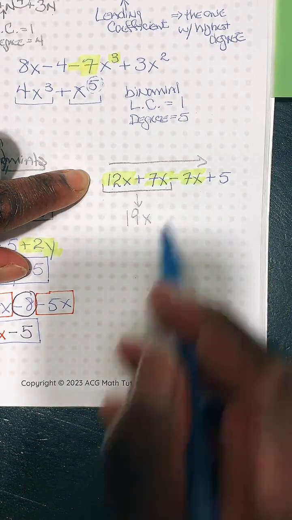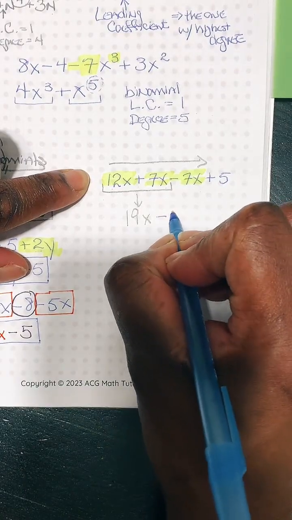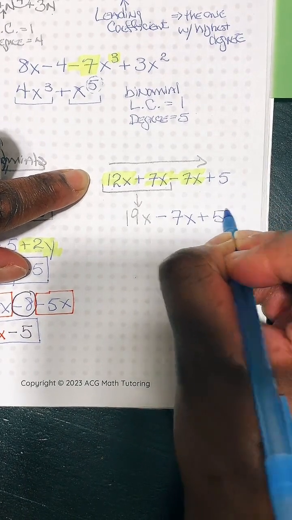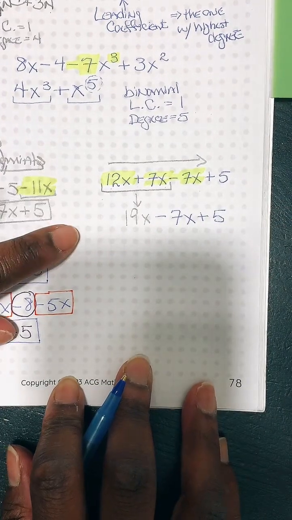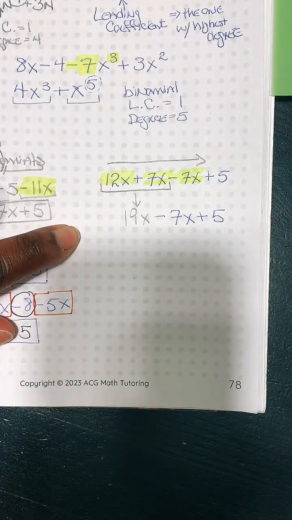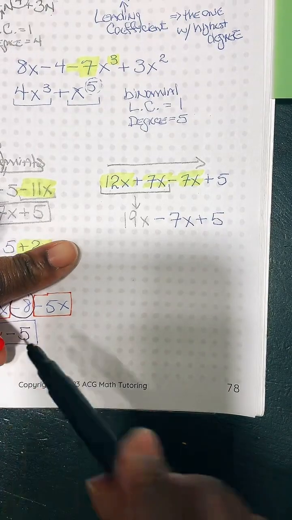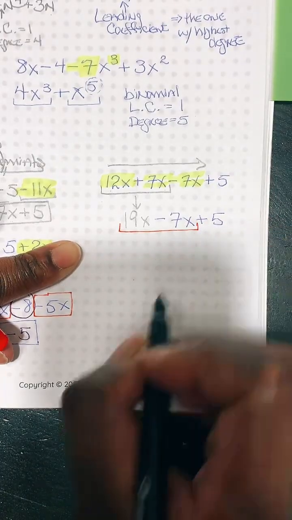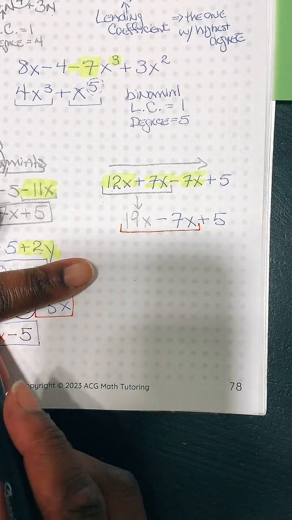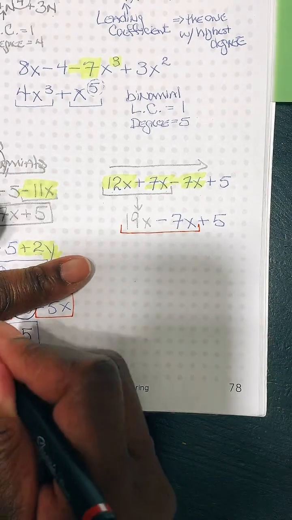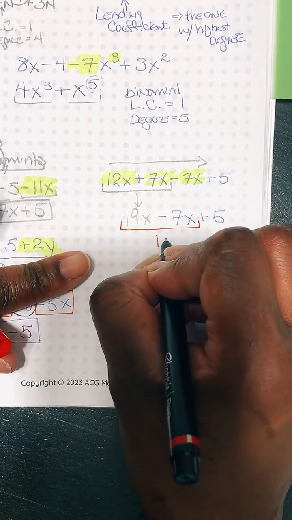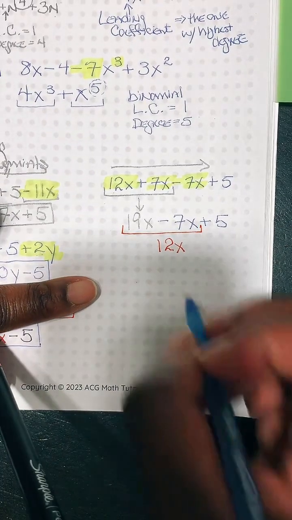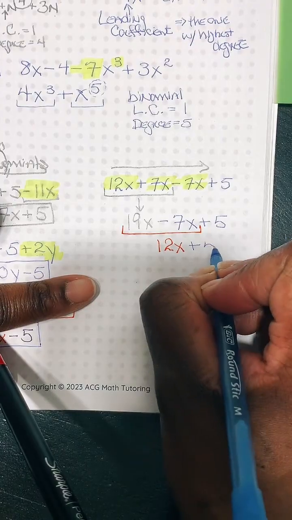Then you just bring everything down, the minus 7x and the plus 5. So now we want to combine the other like terms, which is my 19x and the minus 7x. Well, 19x minus 7x gives me 12x. And then what's left is my plus 5.